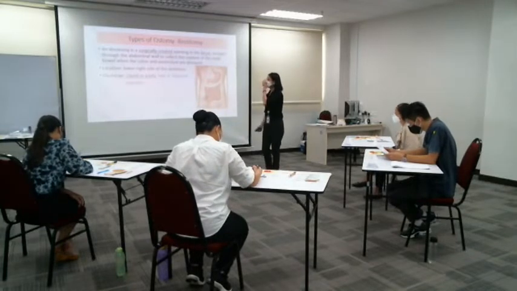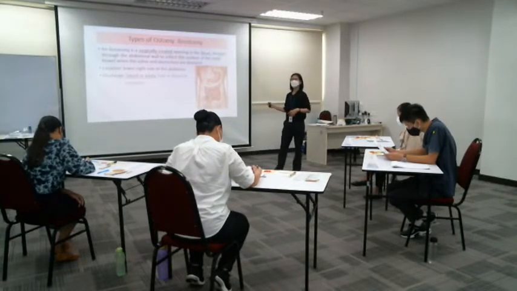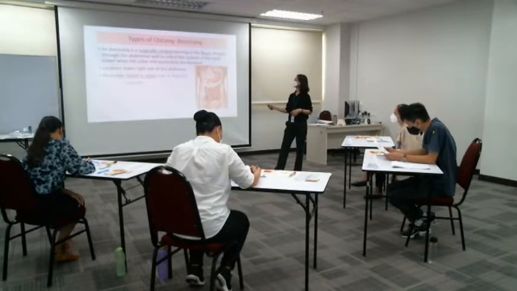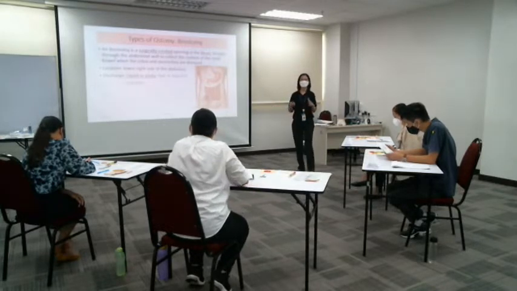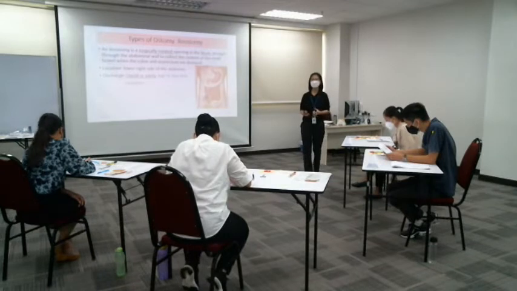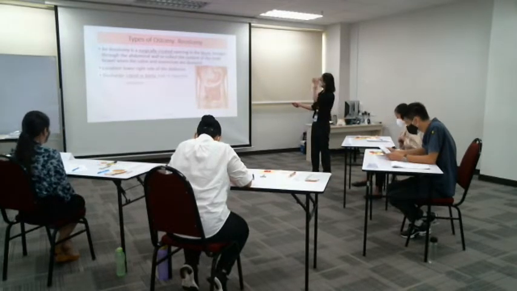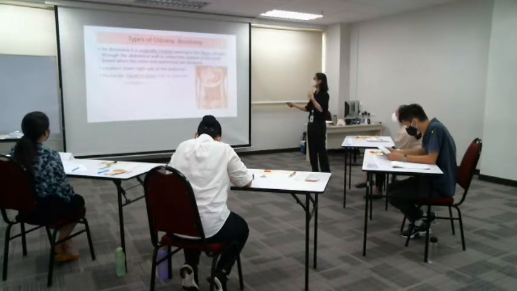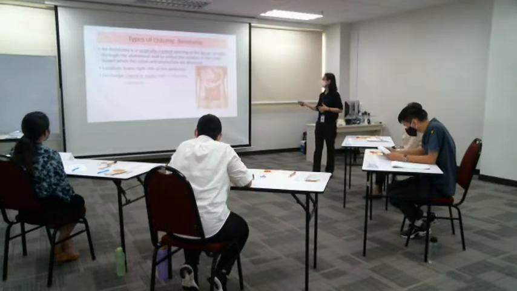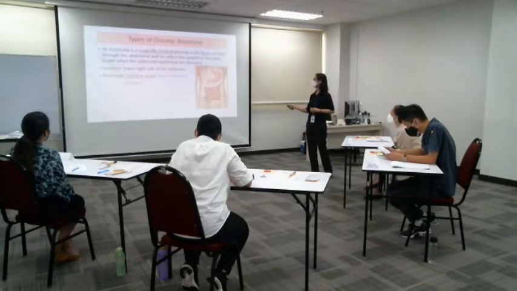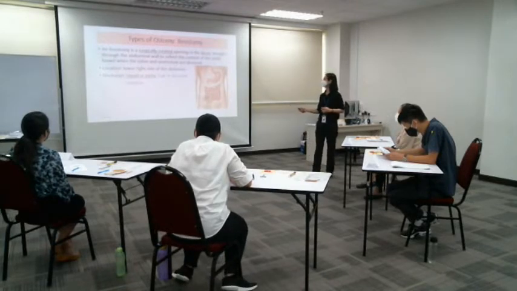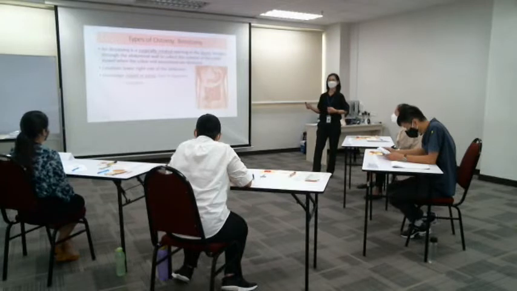So the second type of ostomy, ileostomy. Break the words and you know that this is a surgical intervention and it is made in the ileum. So, a surgically created opening in the ileum, brought through the abdominal wall to collect the content of the small intestine, the small bowel, when the colon and anal rectum are diseased.